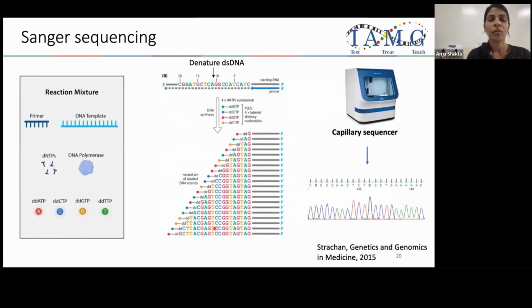So what we do in the case of Sanger sequencing is, in the reaction mixture, we put primer, we put DNA template, we put dNTPs, as we had put for PCR. There is a polymerase for the DNA synthesis to occur. And then we put fluorescently labeled di-deoxynucleotides of all 4 types. Whenever the chain is getting elongated and it encounters a di-deoxynucleotide, it gets terminated. Then it is run through a capillary sequencer, and we come to know the sequence of the target region that we were investigating.